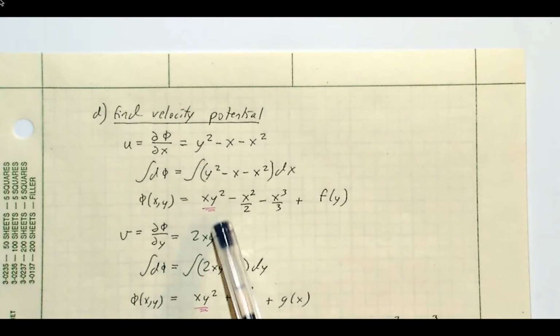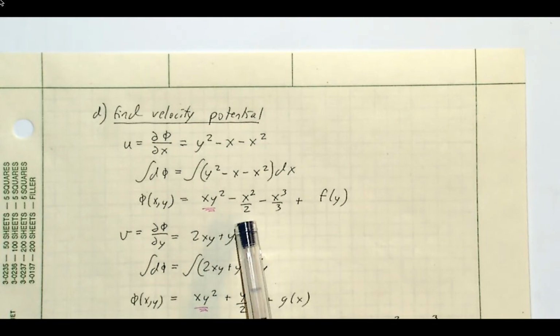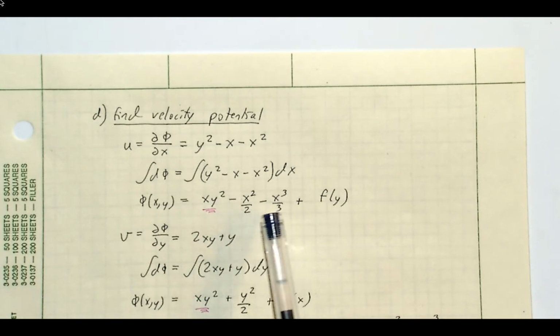So we look at these. x y squared, that's a function of x and y. That shows up in both. x squared, these two terms don't show up down here, but luckily they're functions of x only. So we can just throw them into g of x.